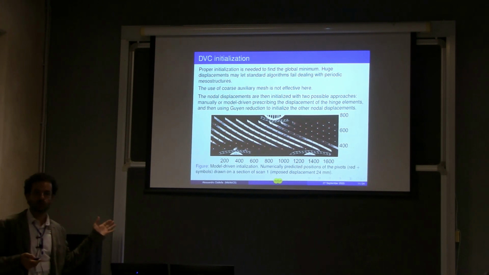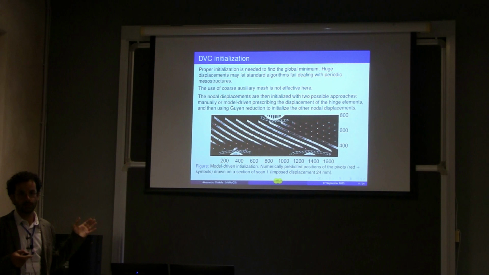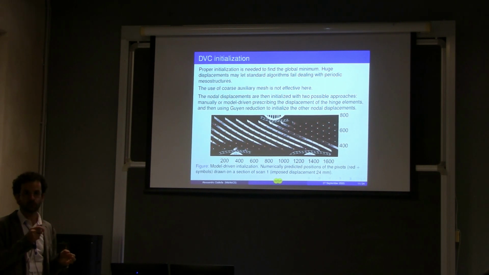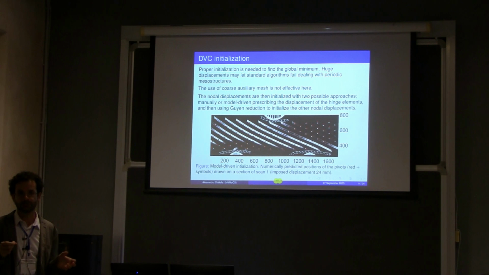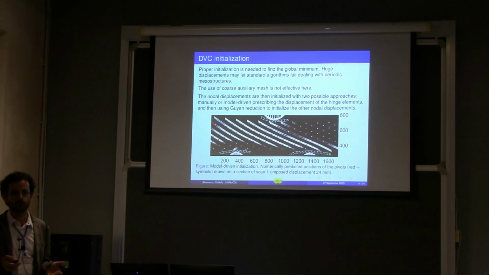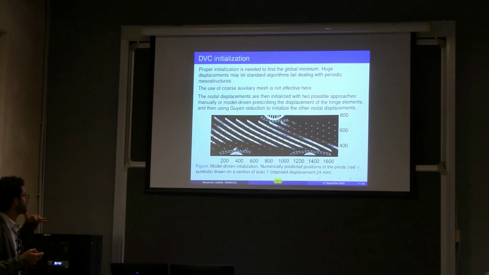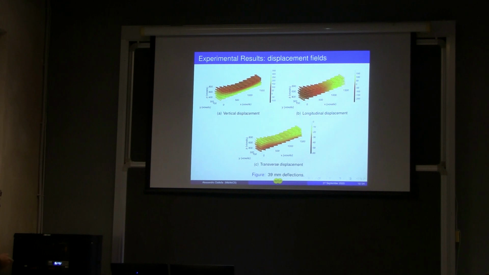Without the theoretical model, we were able to solve this case by clicking and looking for the position of each pivot one by one by hand. That clearly is a procedure that is not robust. You can use it here because you can assume essentially uniformity in the transverse direction, but it's not general, and it's a lot of time consuming. So this is what we did in the end: model-driven initialization. We had great success, and these are the displacement fields we measured in the end.